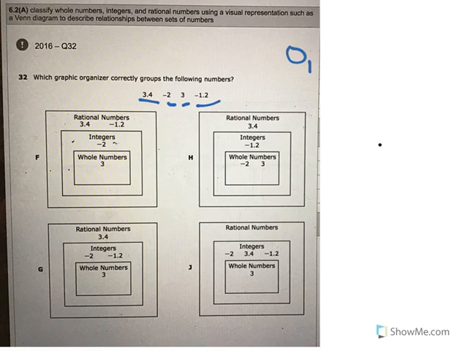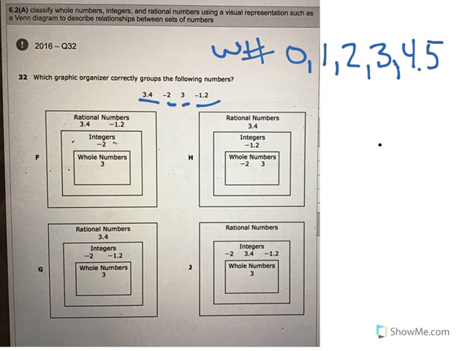Whole numbers start with 0, 1, 2, 3, 4, 5, 6, and so on. It goes on forever. So what are whole numbers? They don't have a decimal or fraction. They are positive, but they can include 0 because 0 is neither positive nor negative. And there's an infinite amount of whole numbers. Those are whole numbers.